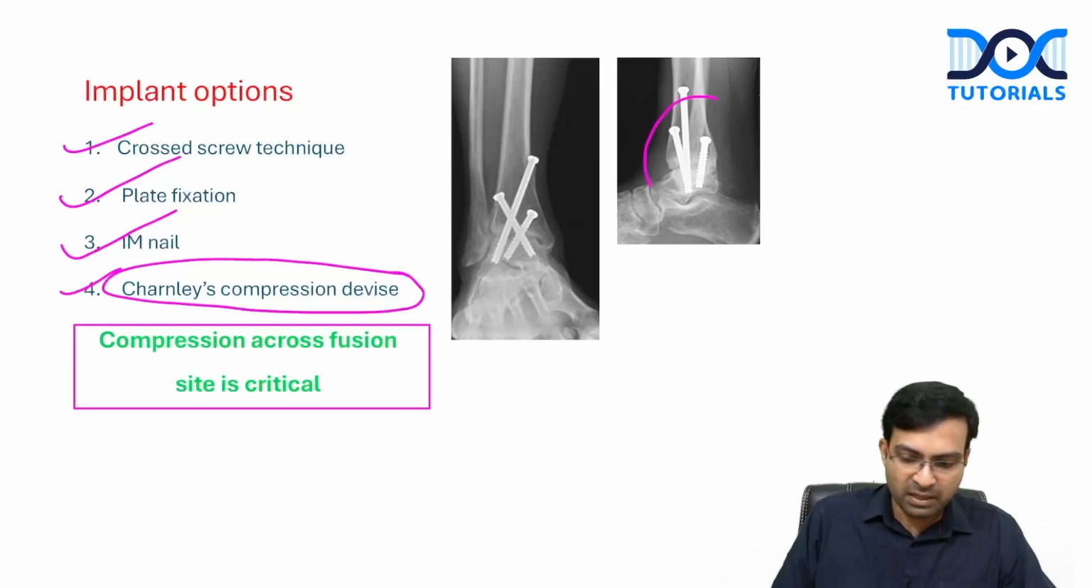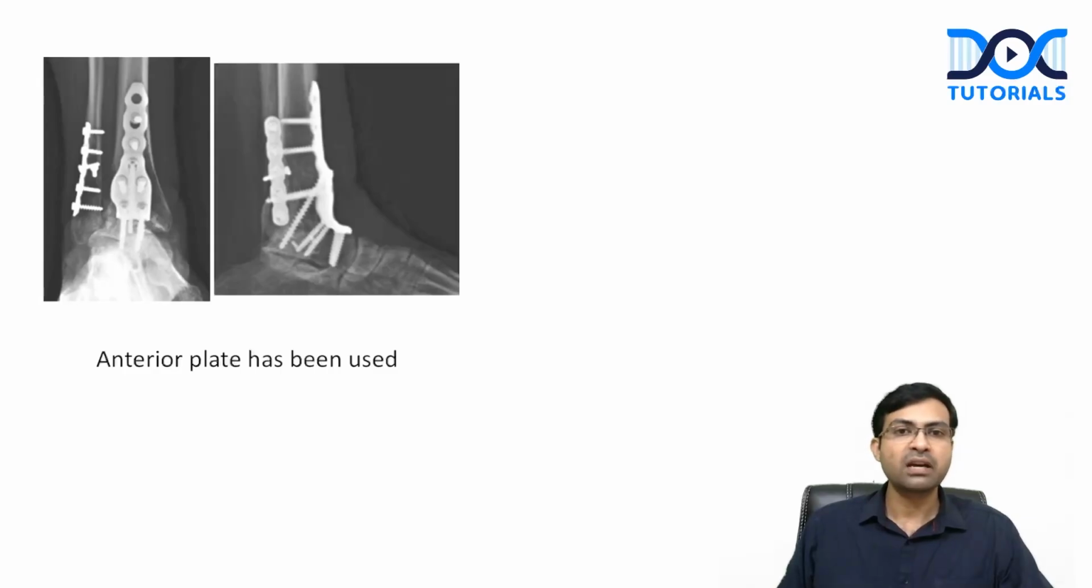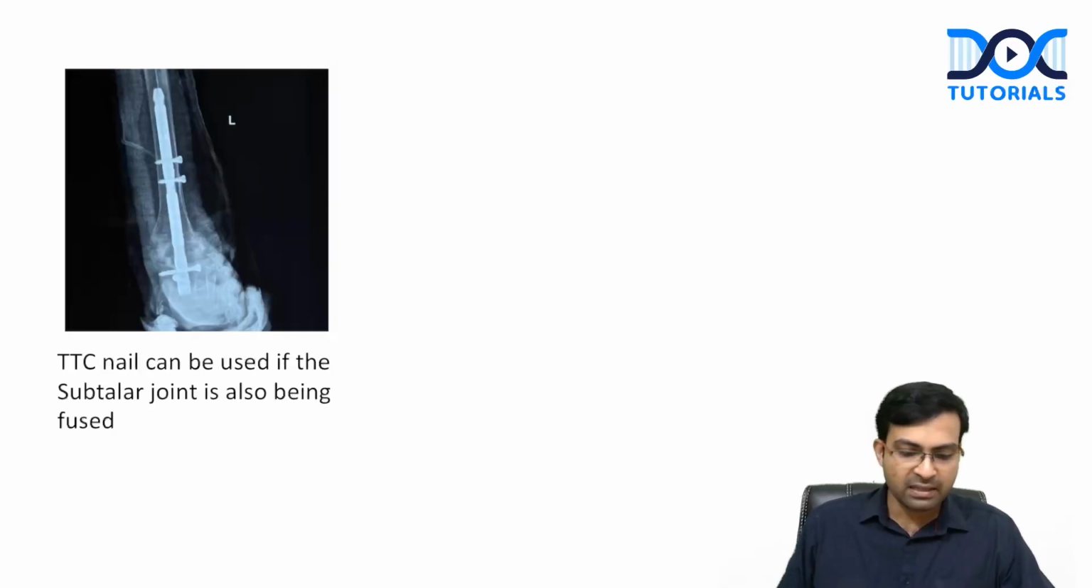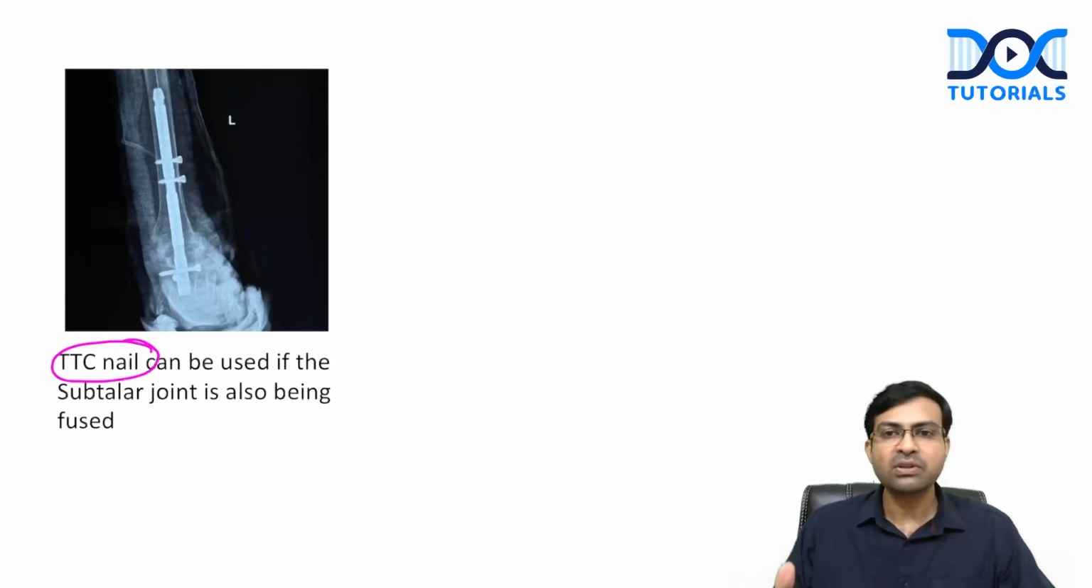So this is a patient who has undergone arthrodesis with multiple screws. This is another patient who has undergone arthrodesis with an anterior plate like this. You can use it. Anterior plate is easy because we are going into the joint using an anterior approach, right? Then this is an intramedullary nail which can be used. Intramedullary nails are generally used only when you are planning a TTC. TTC is tibiotalocalcaneal fusion. That is, along with the ankle, you are also fusing the subtalar joint.